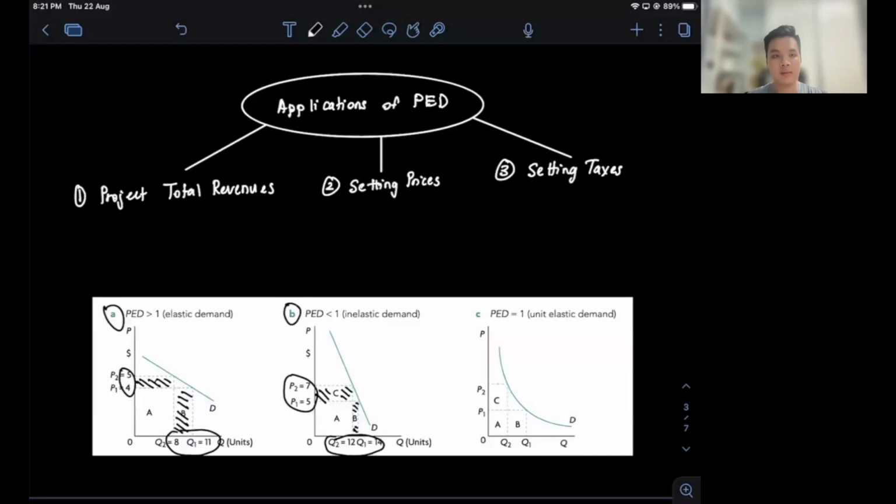So these 2 diagrams show how knowing the elasticity of demand helps firms to set prices, to project revenues, or maybe even taxes, because taxes are a form of government revenue. So these diagrams hopefully are helpful in your understanding of how PED applies to our real-world examples, especially if we own a business.